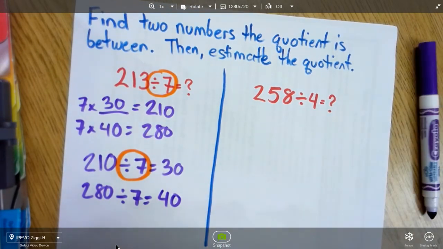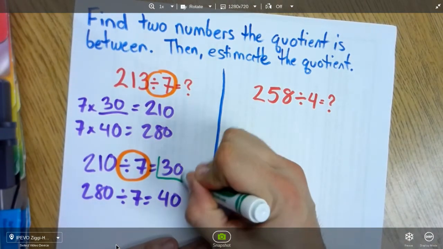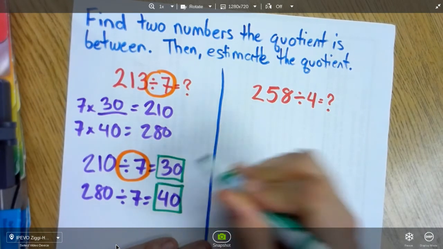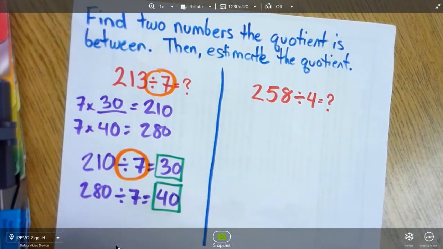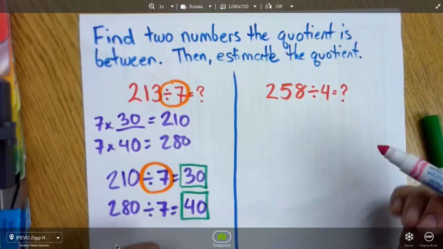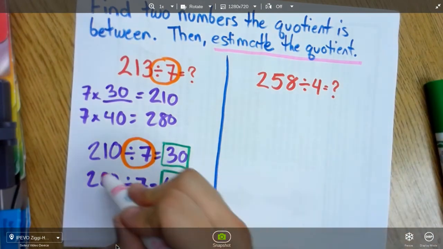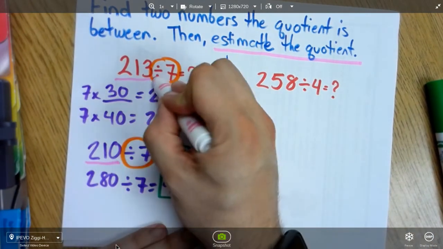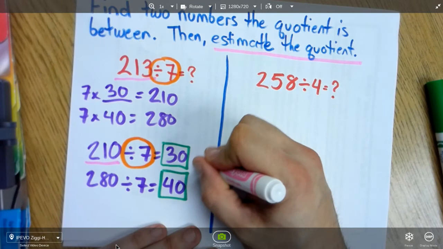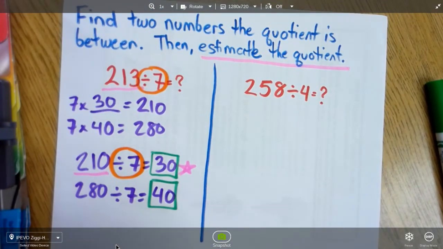So that tells me that my answer has to be, when it says find two numbers the quotient is between, it's going to be between 30 and 40. But then it says estimate the quotient. So if I'm estimating my quotient, I need to come up with the closest answer here. Well, 210 is awfully close to 213, which tells me that my estimate of 30 is the closest quotient. Let's do this next one.